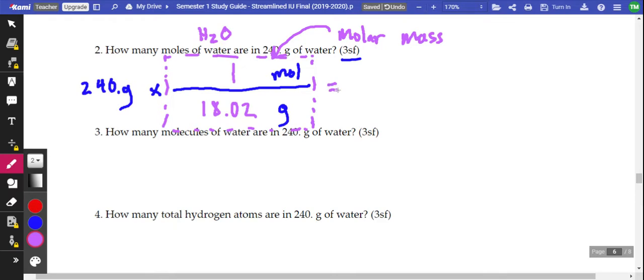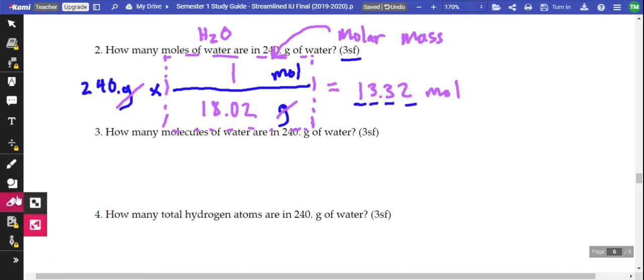So if we just multiply and divide this out, we should get our answer. I'm going to take 240 point, and then divided by 18.02, and I get 13.32. Grams cancel out, and I'm left with moles. But there's an issue here because I need it at just 3 sig figs. So right now, I've got a 1 and a 3 and a 3 and a 2, and these are all significant. So I should chop off this last one and round it. This would round down to just 3, so that's gone. So 13.3 moles is my answer for this one.